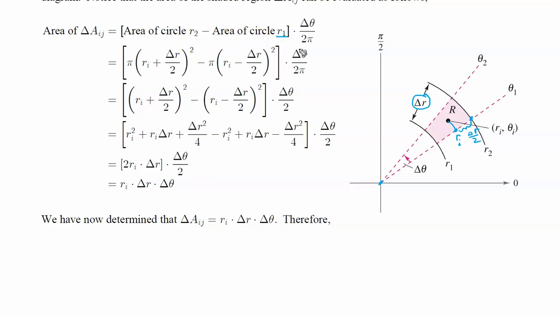Now the radius R1 can be written as R sub i, that's this distance again, minus this distance, which is half of delta R. So this is delta R over 2. So R1 is going to be R sub i minus delta R over 2. And pi times R1 squared gives us the area of the inner circle. Now all we have to do is simplify this. So we FOIL this out and FOIL this out.